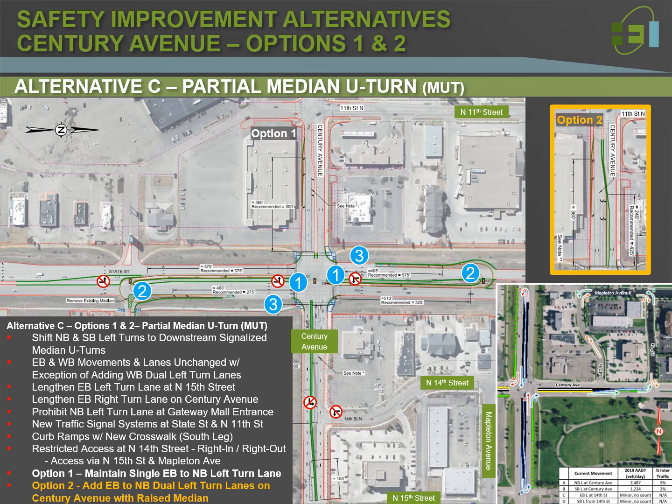Option 2 modifications are related solely to Century Avenue and include the addition of dual eastbound to northbound left turn lanes on Century Avenue, along with a raised median on the west leg as previously noted, as opposed to the single eastbound to northbound left turn lane that currently exists.